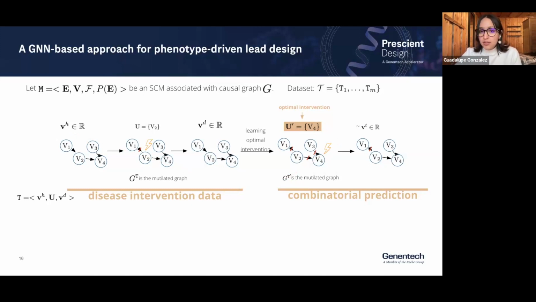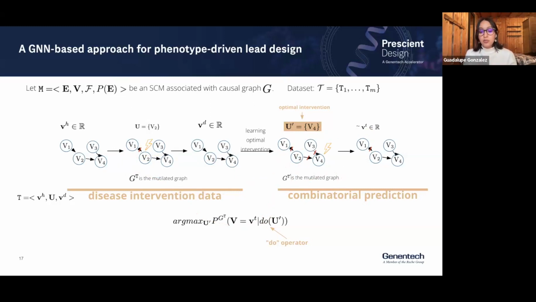So we can represent this goal in this way. We're looking for the U prime that maximizes this probability over the disease mutilated graph of node states being equal to the treated state, meaning this final state, given that we intervene on U prime. So let's say I have this system that I know has these mutilated edges because it's a disease system, and I'm trying to look for this U prime that leads me to the treated state.